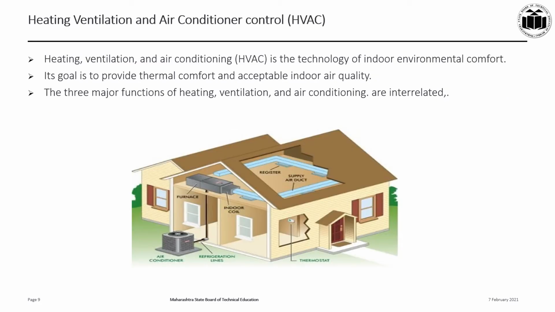The fourth important component of a smart home is heating, ventilation and air conditioning control, that is HVAC. HVAC is the technology of indoor environmental comfort. The goal of HVAC is to provide thermal comfort and acceptable indoor air quality. The three major functions of HVAC are heating, ventilation and air conditioning. These three functions are interrelated.